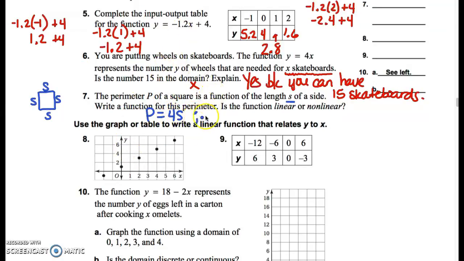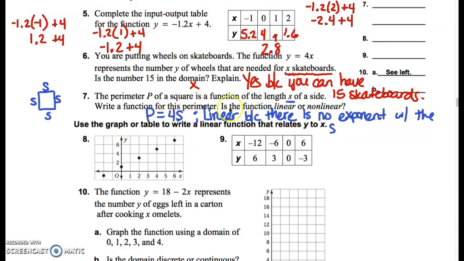Now, is it linear or nonlinear? This one will be linear because there is no exponent with the s. Okay, and we kind of talked about that part a little bit in class. All right.